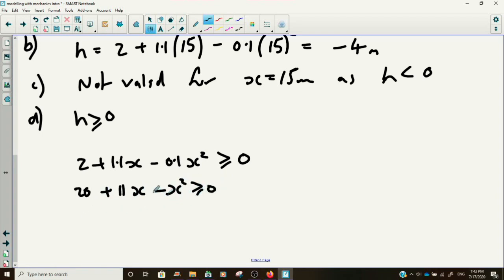And then maybe just multiply everything by -1, just to get a positive x squared. That's always useful. And of course, when you do that, you need to change the sign of the inequality, so it becomes the opposite inequality. So if you multiply or divide by a negative, you need to swap that round.